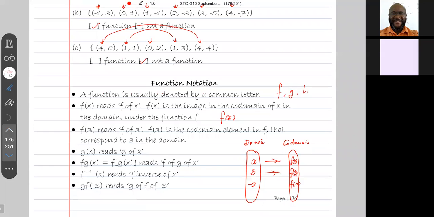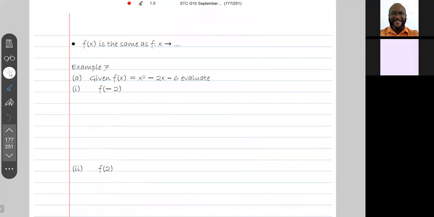So we're still looking at function notation. Now, if you see this f: x maps to f of x, even though it reads differently, essentially it is the same as f of x. The way you read this is, you read it as the function f such that x in the domain is mapped onto f of x. That's how you read it.